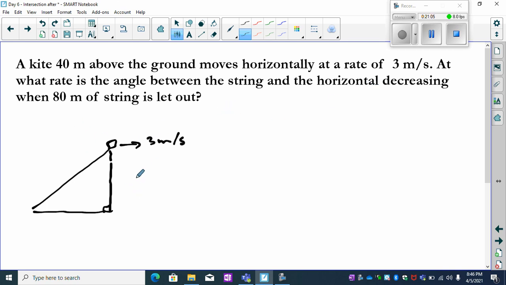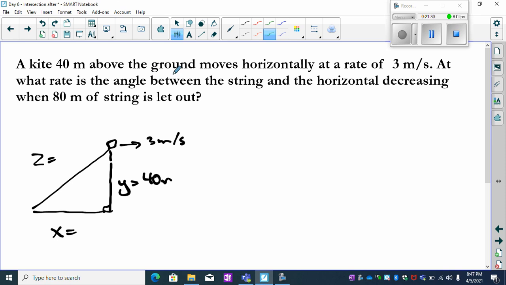Okay, so let's think about this. They're telling us the kite is always 40 meters above the ground. So that is a constant. All right, I'll assign a variable to it, I guess. It's 40 meters. Okay, y is not changing. What is changing are the x value and we'll say the z value.